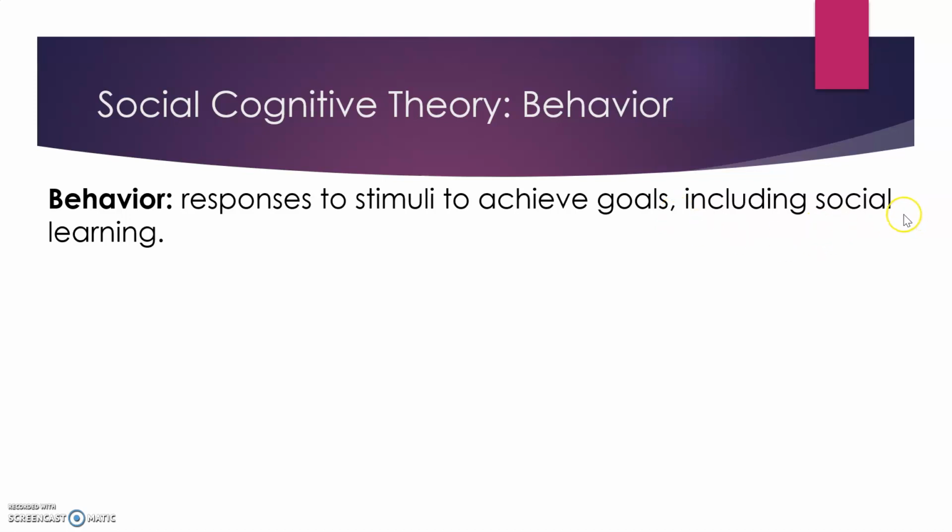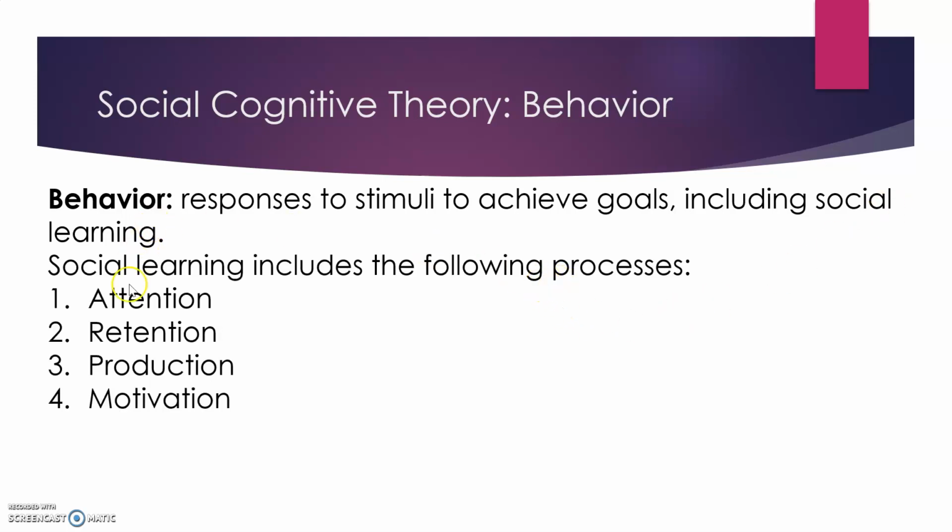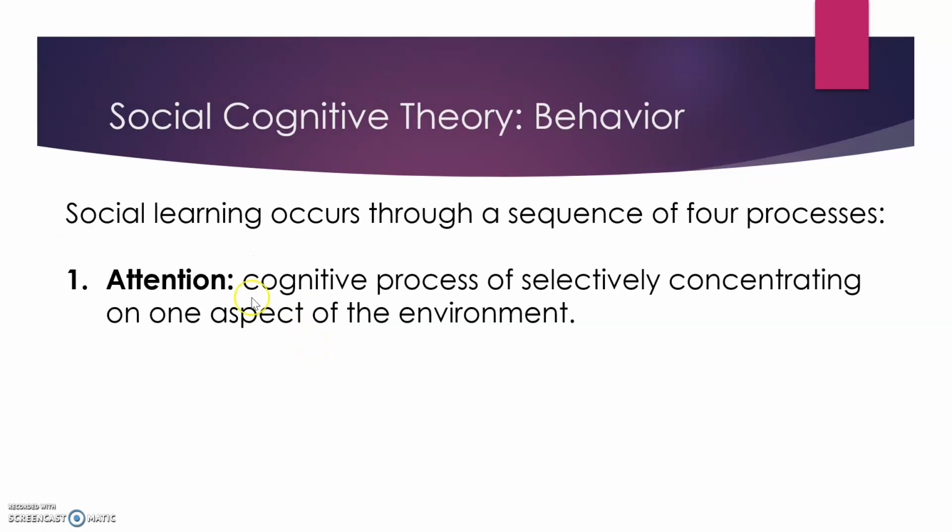So basically, this is a behavior we are gonna enact to acquire some information, some knowledge, to learn some new behaviors and actions. And this social learning can include the following processes: attention, retention, production, and motivation. So we're gonna explain each of these 4 steps one by one. The first one is attention.